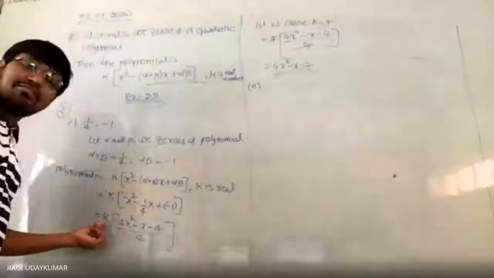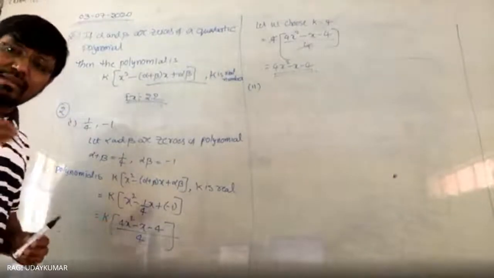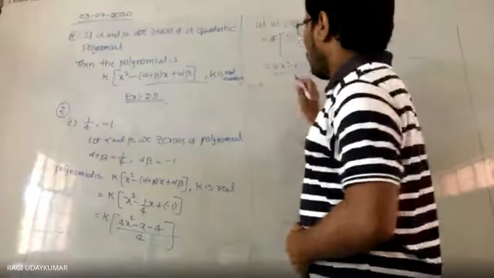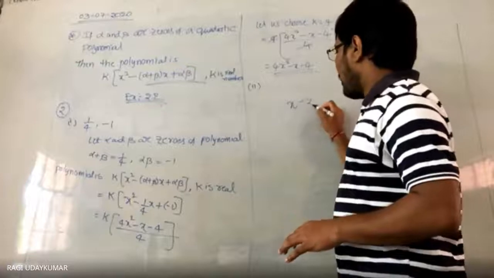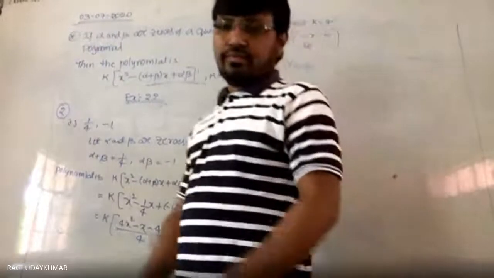Oh, sir, you have multiplied the 4 with the whole equation. Yes. In the place of k, just take 4. k is some constant, already I told you that. Let me ask you this simple question: what is the zero of the polynomial x minus 2? The zero is 2.